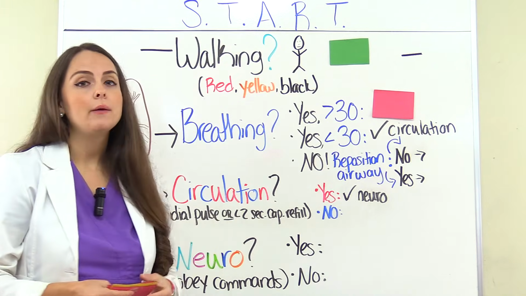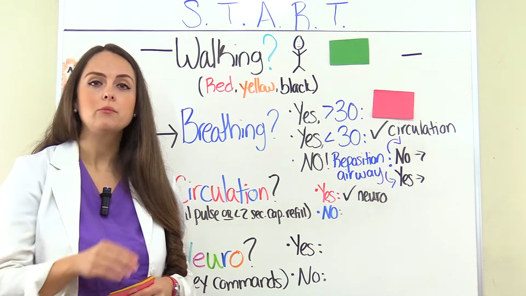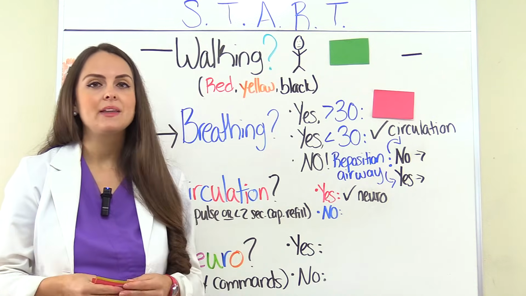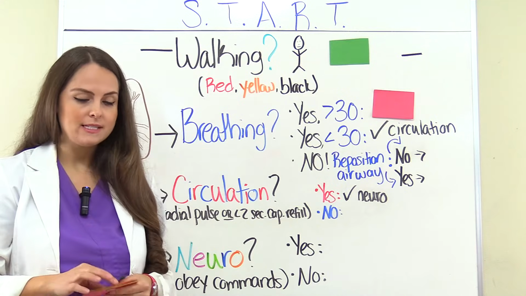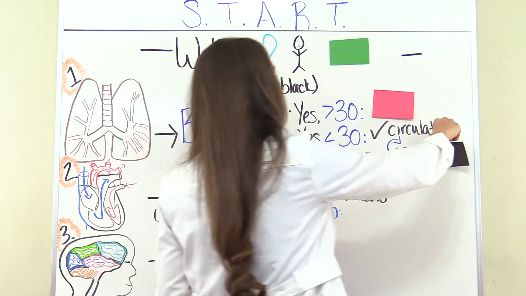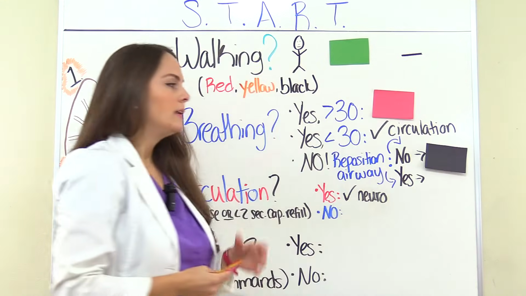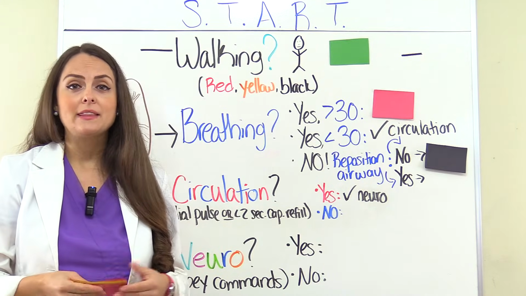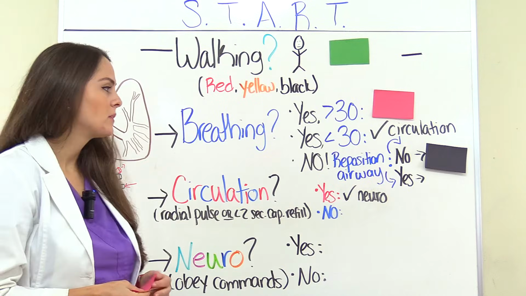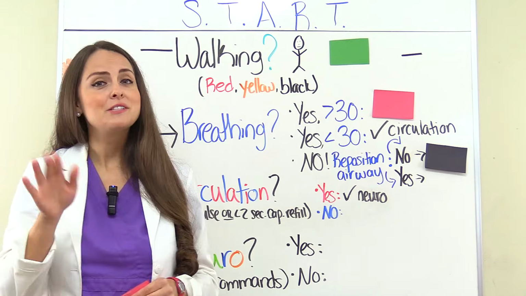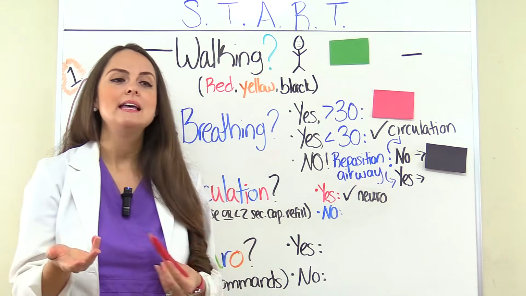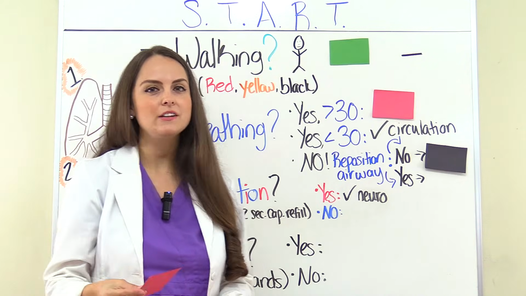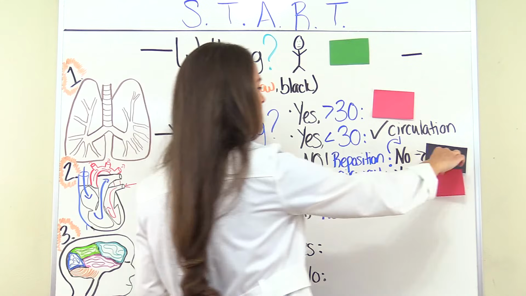But how about if they're not breathing? What you want to do is quickly reposition that airway and reassess to see if they're breathing. If they're not breathing, they would be tagged black. Now let's say you reposition that airway and they are breathing. They have spontaneous breaths. That lets us know that there's something wrong with this patient, because they weren't breathing before we repositioned their airway, and now they are. So they need immediate treatment, and they would be tagged red.